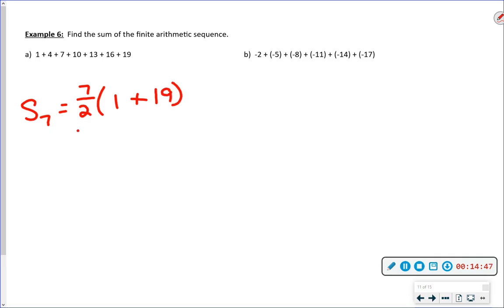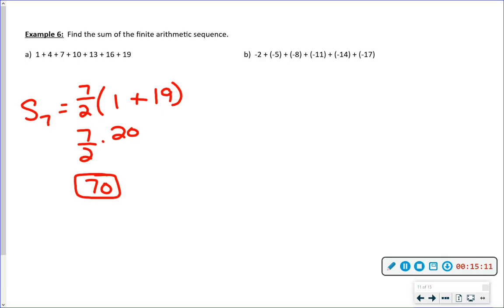Actually, we don't need a calculator. What's 7 halves times 20? I did that all my 70. Okay, but you don't have problems adding. Now, is that any quicker than me just typing on my home screen 1 plus 4 plus 7? I don't really know that it is, but I for sure would want to use my formula when we get to letter C.